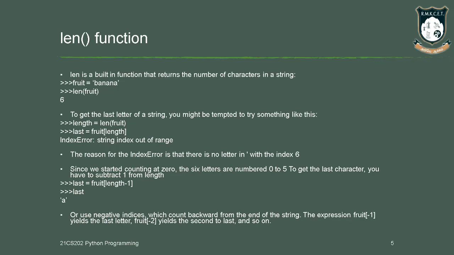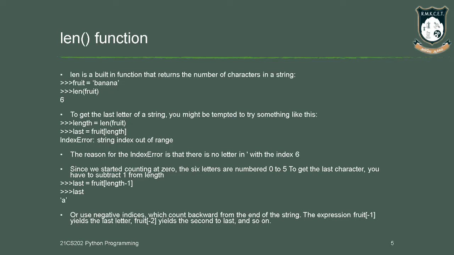Okay, so to get the last letter of the string, colloquially we will think that since the string contains 6 characters totally, if you give the index as 6, we will get the last letter. But it is not, because in indexing, the last letter of a string will have the index equal to the total number of characters in the string minus 1. Here the total number of characters is 6, so the last letter A will have the index 5.